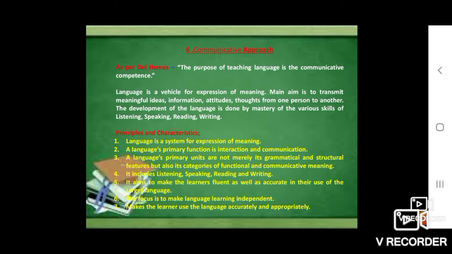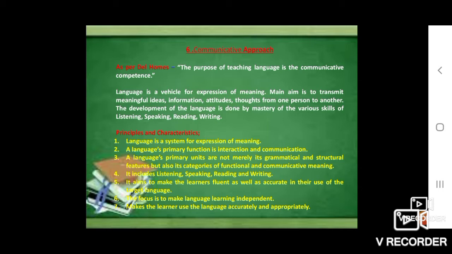The development of language is done by mastery of the various skills of listening, speaking, reading and writing. It means if you are learning the English language, then for enriching your foreign language, you must be well versed with these four fundamental skills, which will help you become a good writer, a good reader, a good speaker, and a good listener. These four fundamental skills are interrelated to each other.